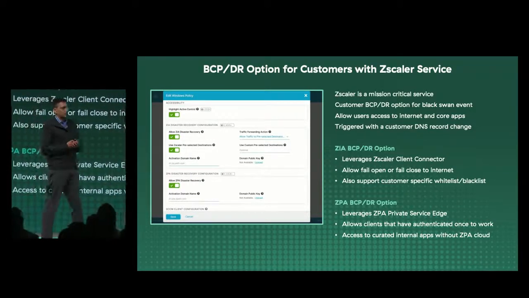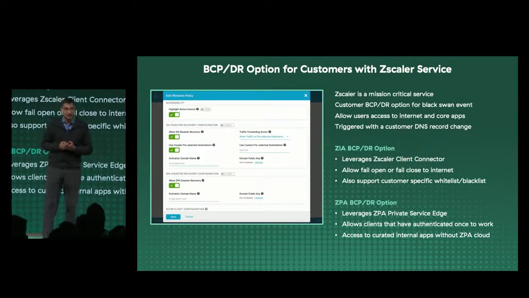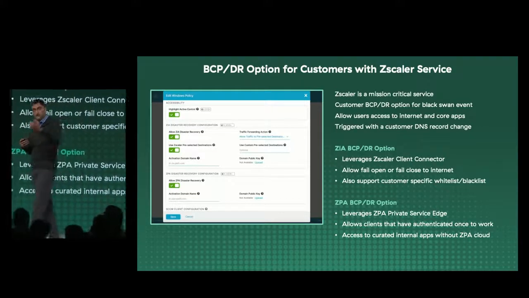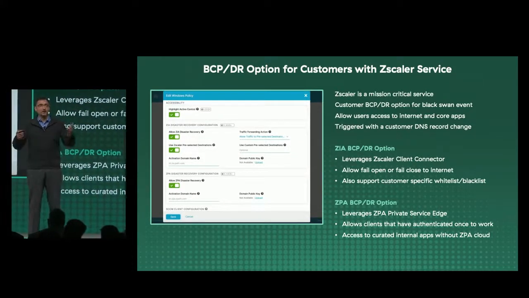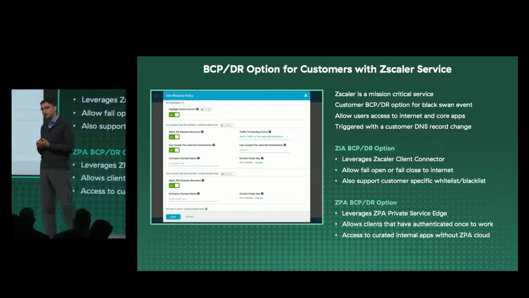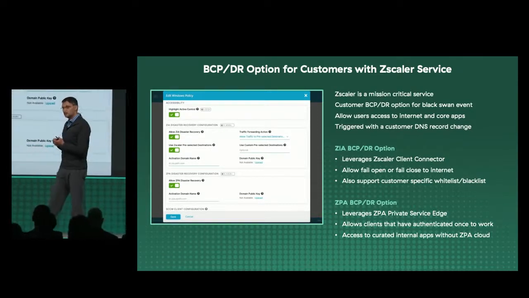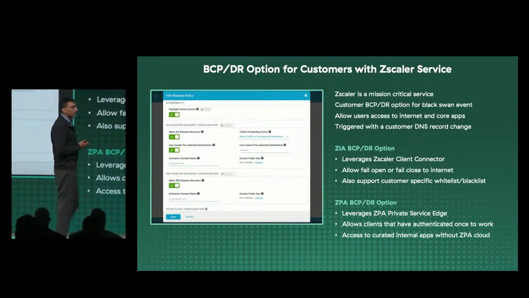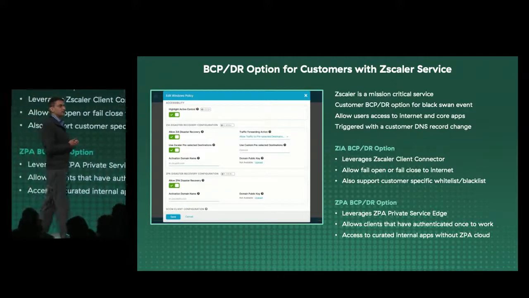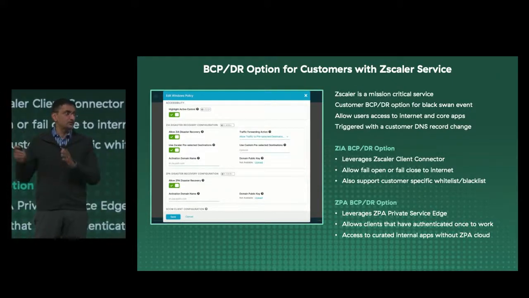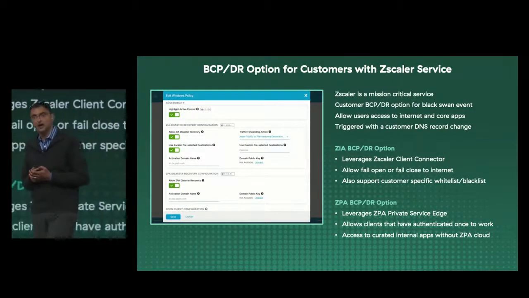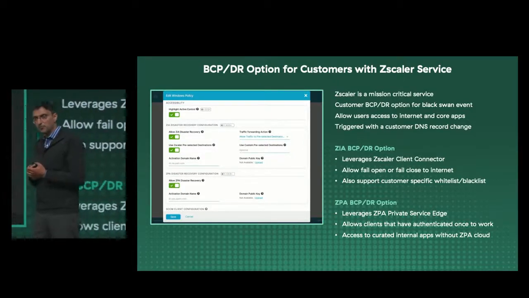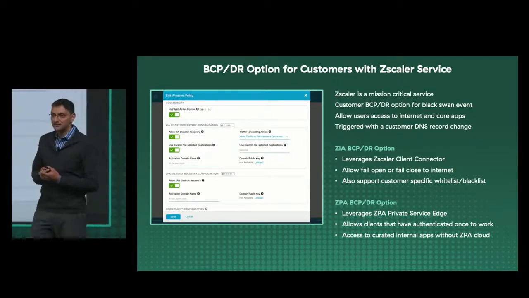Your DNS administrator can add a simple text record to your DNS setting, and our client connectors are smart. They will listen to this DNS record, and you can cryptographically sign it, and all the security protections are there. But once they see this DNS advertised, they will assume that the cloud service is not available and start getting into this BCP mode. For Zscaler Internet Access, that's pretty straightforward.